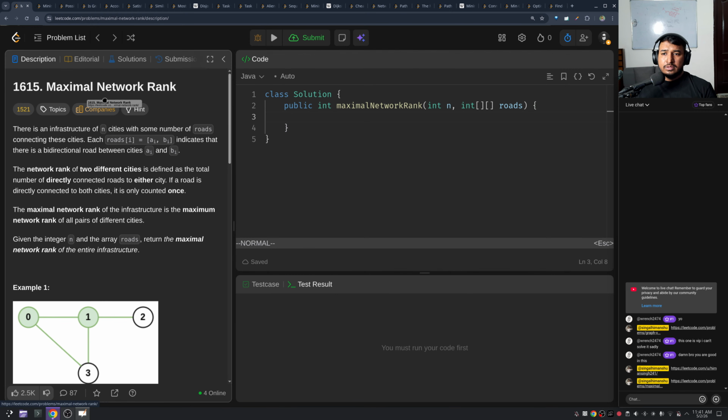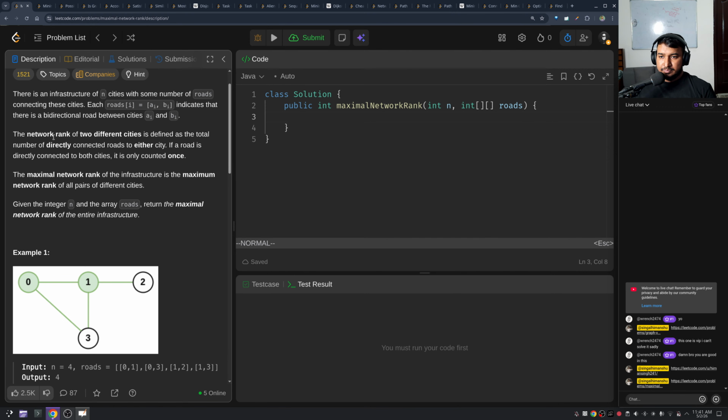Okay. So this is problem number 1615, which I've sent in the chat as well. Let's read this. There is an infrastructure of n cities with some number of roads connecting these cities. Each road roads[i] = [ai, bi] indicates that there is a bidirectional road between cities ai and bi. So this is an undirected graph.